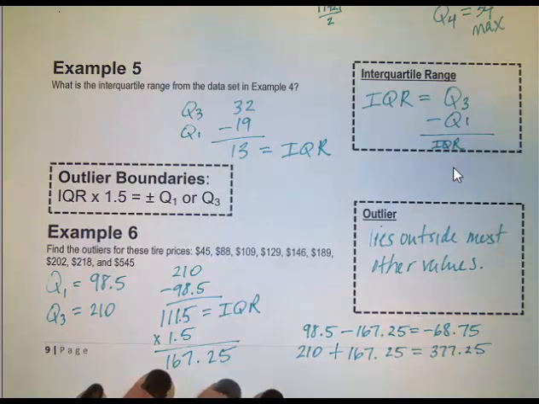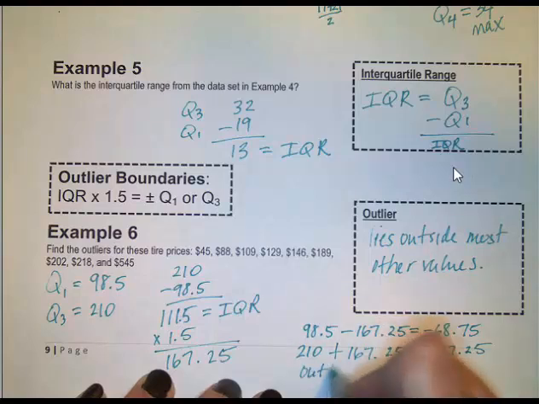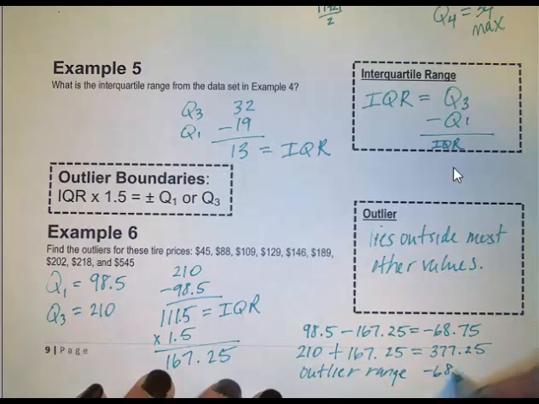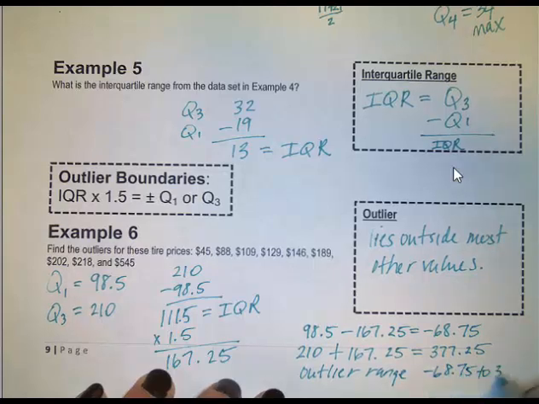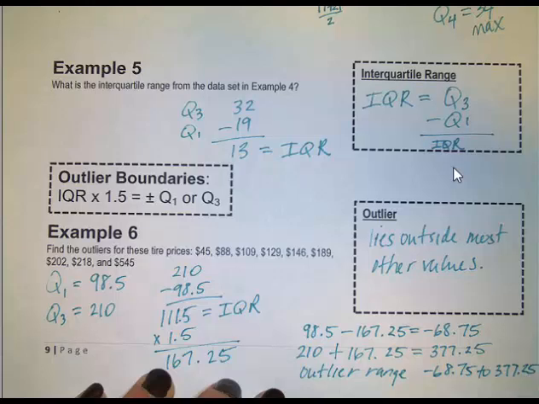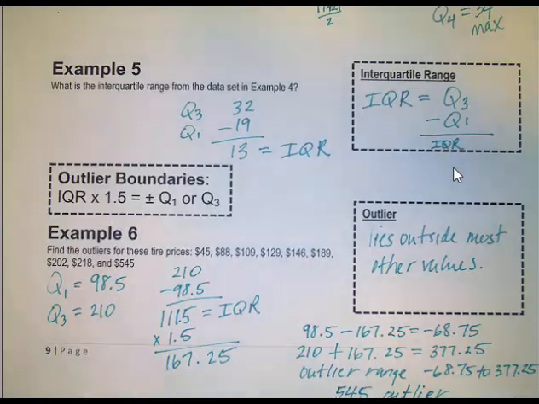So this is our range. Okay, this is our outlier boundary, or our outlier range, from negative 68.75 to 377.25. So who does not lie within that range? Well, 545 is an outlier based on that formula. Okay, and that's the formula we're going to use. All right, so I hope that makes sense.